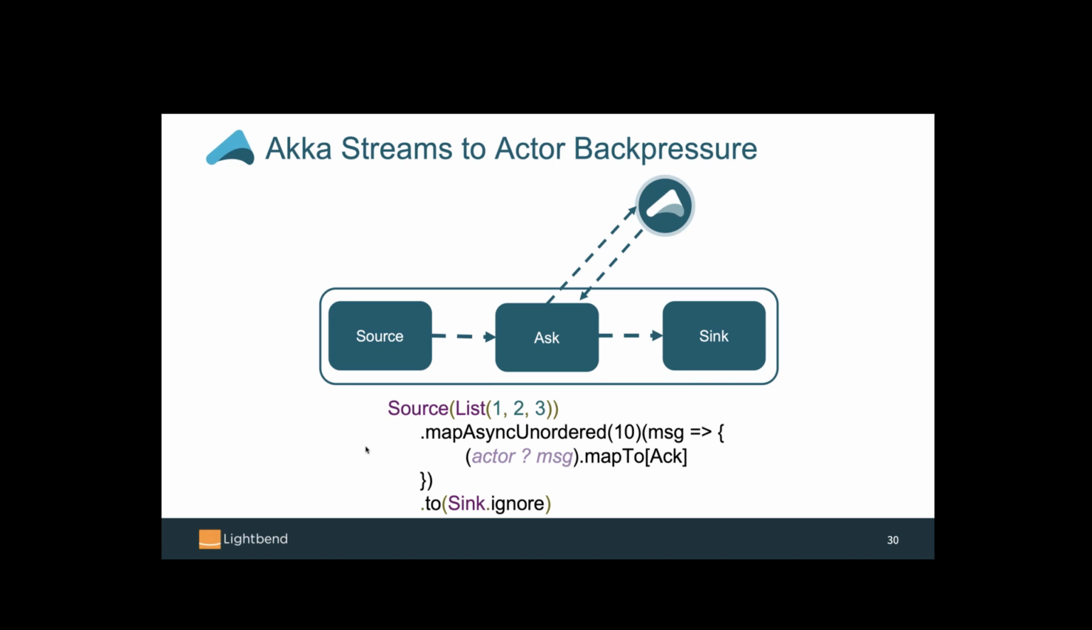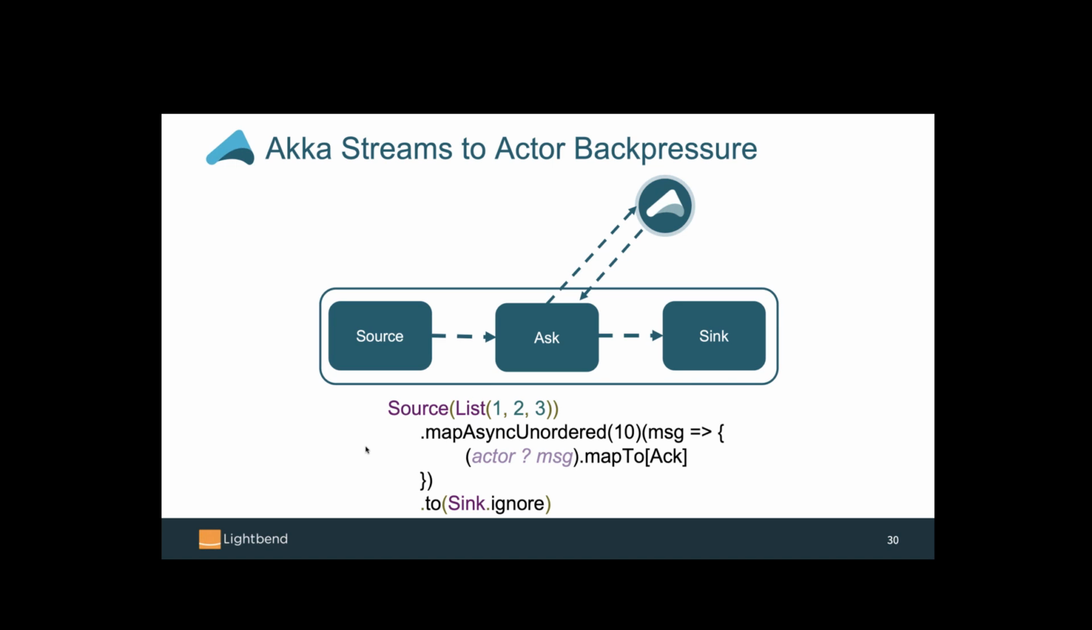Implementing this: a moment ago we had an ask operator in our stream. Here, we're actually going to use the question mark. So you can see actor question mark message. That's the actual syntax for doing an ask, and then we're mapping to the acknowledgement and moving forward. So this gives you the ability to have many messages going out to many actors and going downstream.